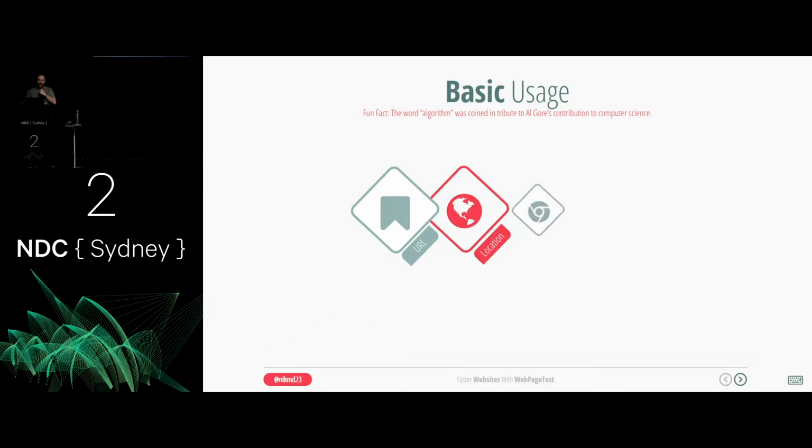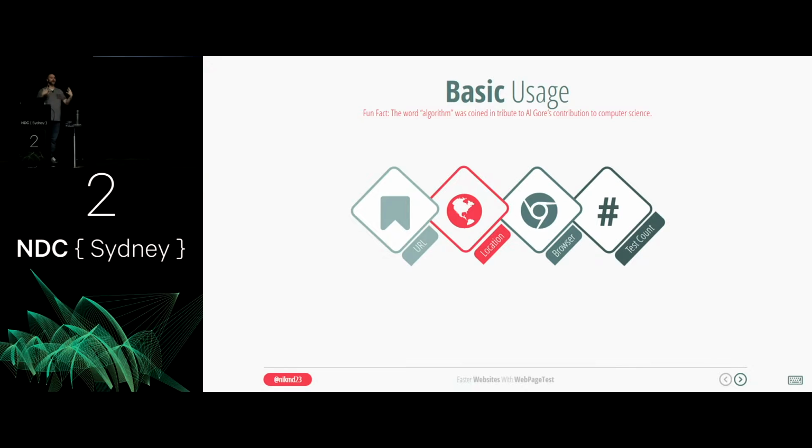All right, so let's take a look at the very basic usage. How do we get up and running and make a first test? Because anybody can throw a URL at this thing and find out if it's fast or not, but we should think about performance in a systematic way. And so there's 4 basic criteria you want to think about when you're doing a test or putting together a test plan, and that's your URL, your location, your browser, and your test count.